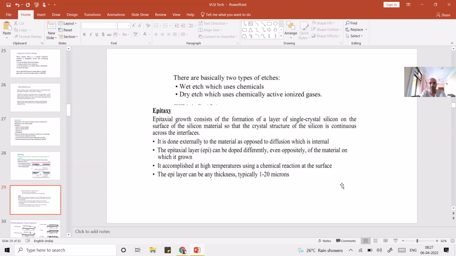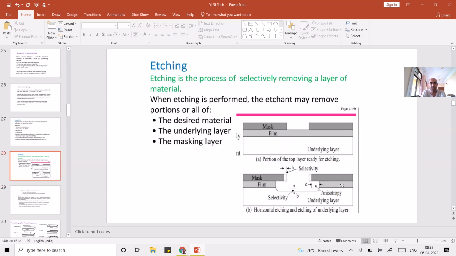If you do wet etching, there will be a problem, which we have seen earlier as well, called isotropic etching. The chemical doesn't know the difference between the vertical direction and the lateral direction. So with wet chemical etching, there will be a problem of lateral encroachment under the mask region. This is isotropic etching. You don't want isotropic etching; you want anisotropic etching, that is, etching in the vertical direction only, or in the intended direction. For that, the better method is dry etching.